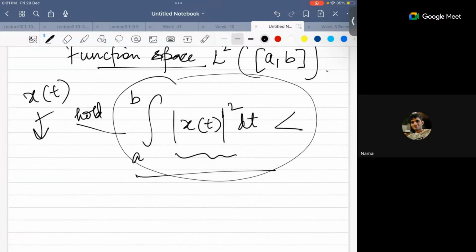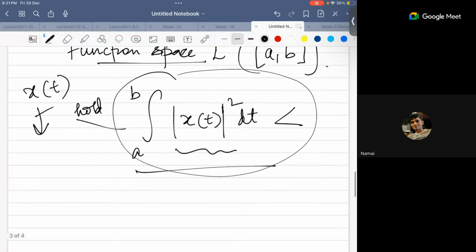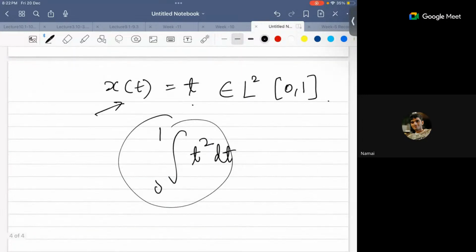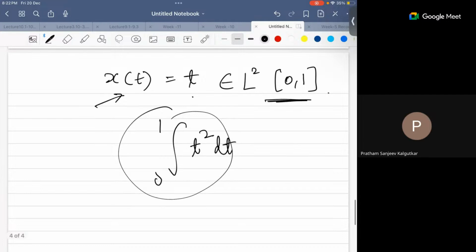Take the norm, whatever the function or signal that has been given to you, do the square of that, and then integrate in the time interval that has been given. If that is a finite value, less than infinite, you can directly say that it belongs to L2.